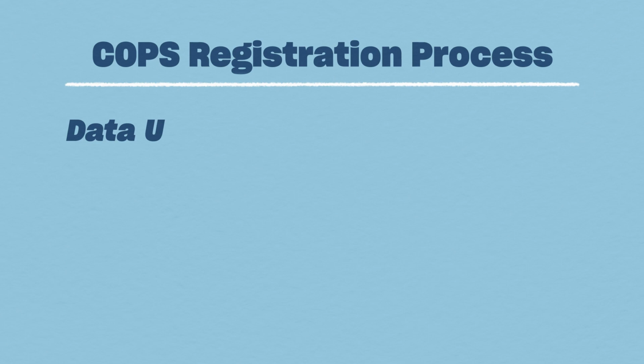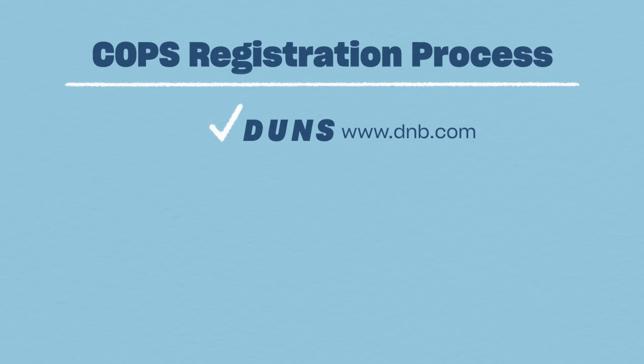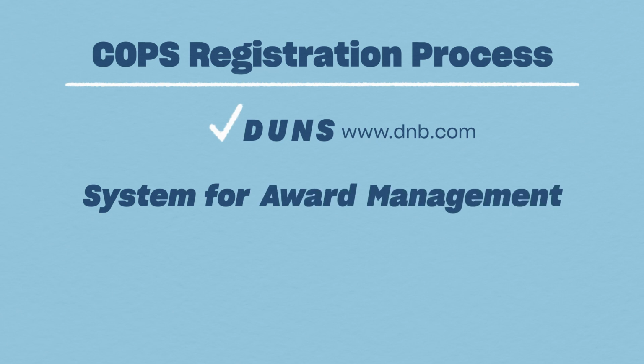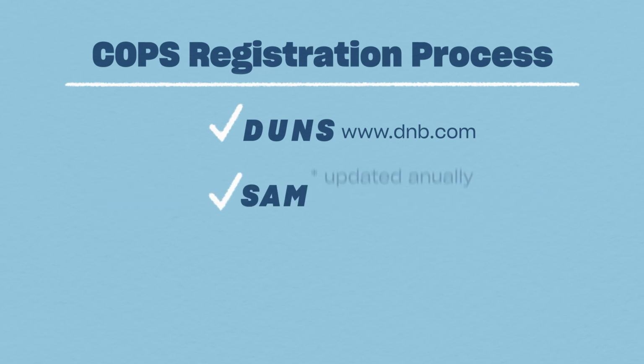To get started, you'll need to obtain or confirm your Data Universal Numbering System, DUNS number, at www.dnb.com. Once this is complete, you'll need to register with the System for Award Management, SAM. SAM registrations must be updated annually, so make sure your information is up to date if you have an existing SAM registration. Expired registrations can prevent you from applying for grants.